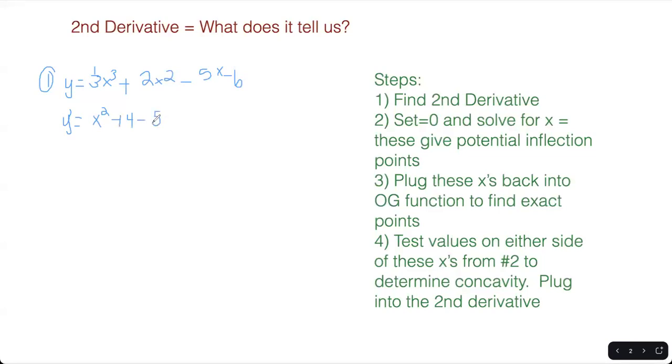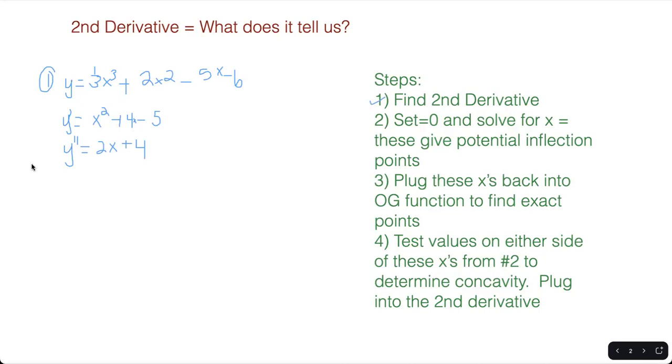All right, now I need to find the second derivative, so I'm going to go ahead and do that right away. So y prime prime is going to give me 2x. There's an x up there. Sorry, that should be 4x plus 4. Okay, so I found my second derivative. So step number 1 is done.